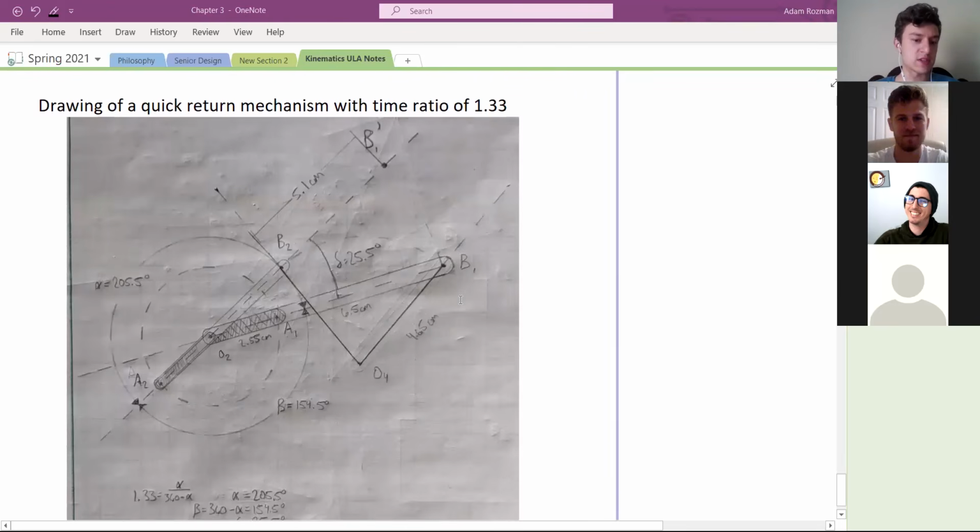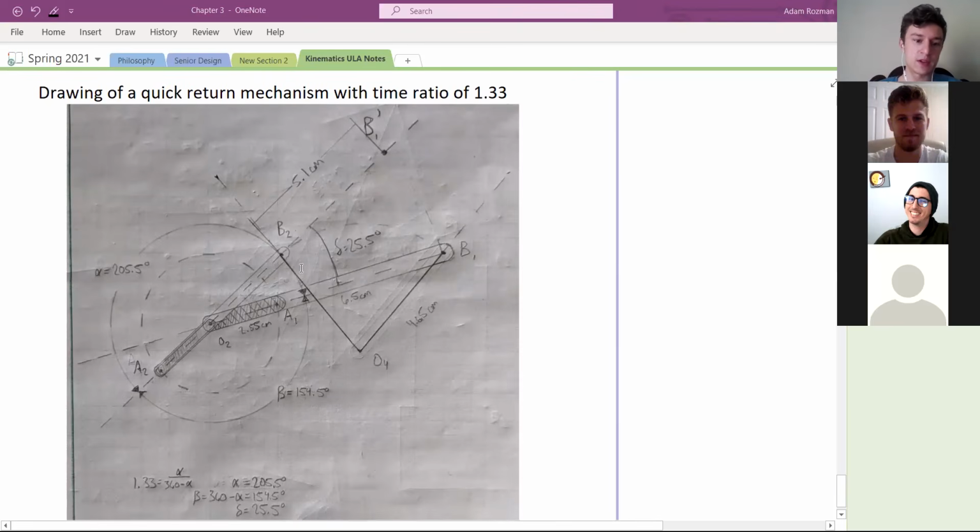here's just another example of drawing a quick return mechanism. The specific instructions you can find on web courses or in the textbook, but I'll just go over some of the geometries here. So you have your beta and your alpha. And then your delta here is, I think, the difference between them.